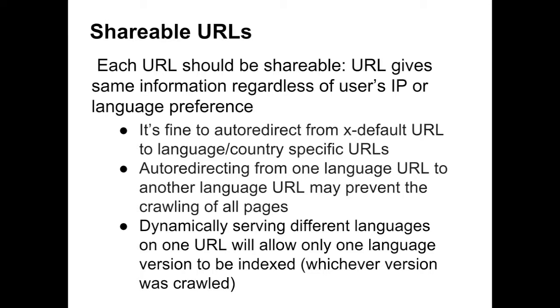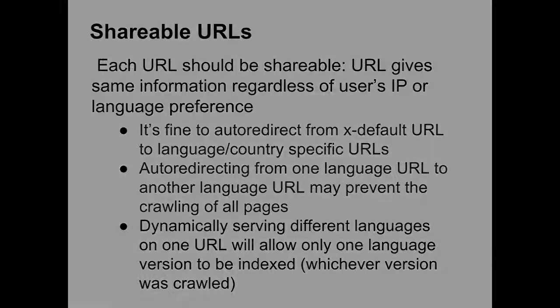When it comes to auto-redirecting users, while that can be done from an xDefault URL to a language or country-specific URL, we discourage auto-redirecting, say based on IP, from one language URL to a different language URL. This implementation could prevent all language versions from being crawled. If you'd like to suggest a more targeted page to users based on their IP or language preference, a common implementation is to display a banner suggesting an alternate page.